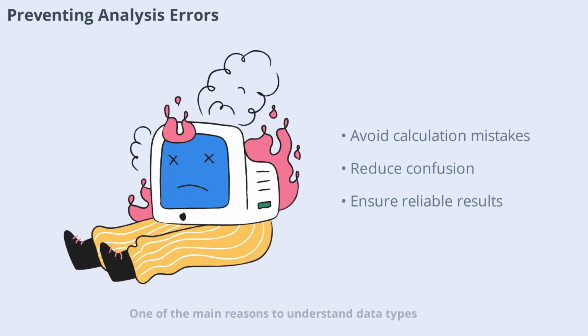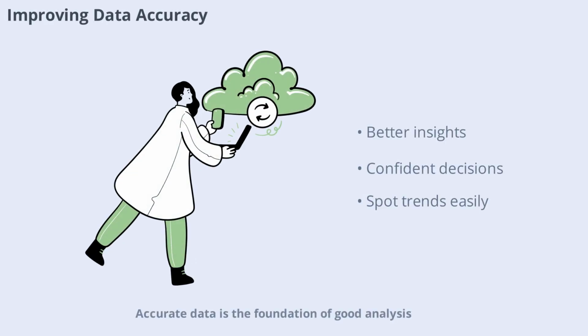One of the main reasons to understand data types and formats is to prevent errors in your analysis. Using the wrong data type or format can lead to incorrect results, wasted time, and confusion. For example, treating text data as numbers or misinterpreting date formats can cause calculation mistakes. By being mindful of data types and formats, you can avoid these pitfalls and ensure your analysis is accurate and reliable.